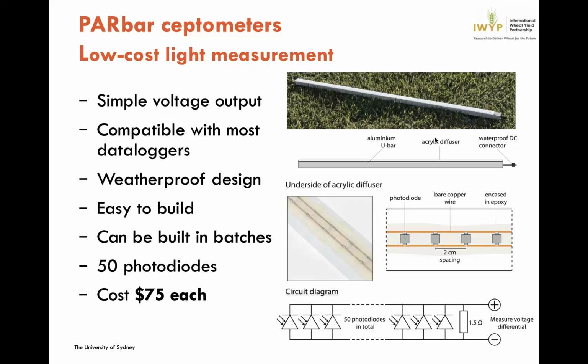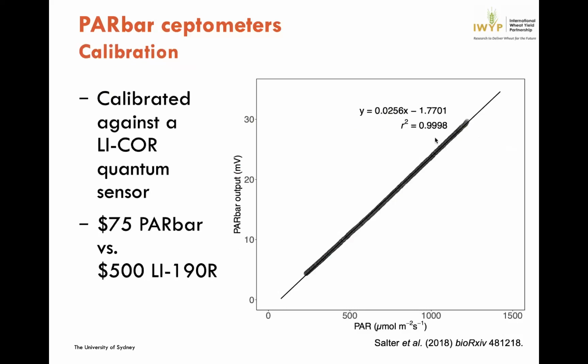And we don't actually sacrifice any data quality. This is a calibration curve of one of our PAR bars. And as you can see, it's very, very good. We have an R² value of pretty much 1, as close to 1 as you're going to get. And we calibrated this against a commercially available quantum sensor, which costs in itself over $500. So if you're saying, well, $75, it's not going to be as good as a device that costs $2,000, I think this graph just proves that that's a completely wrong call.